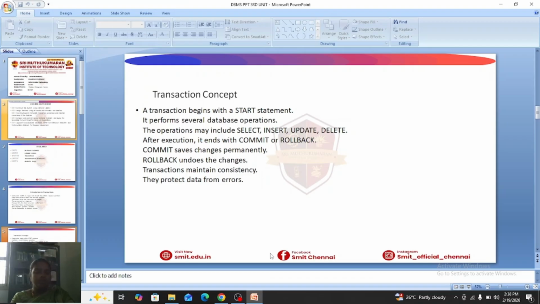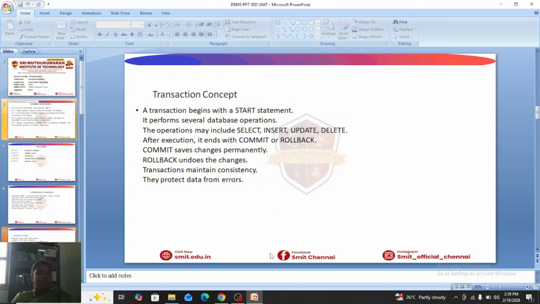Then moving on to the transaction concept. A transaction begins with a start statement. It performs several database operations. The operations may include select, insert, update, or delete. After execution, it ends with commit or rollback. Commit saves changes permanently. Rollback undoes the changes. Transactions maintain consistency. They protect data from errors.